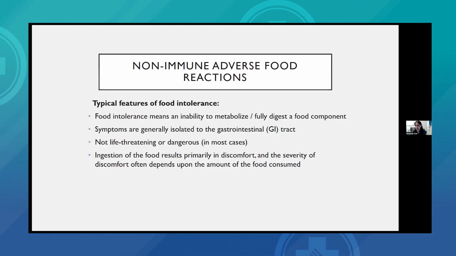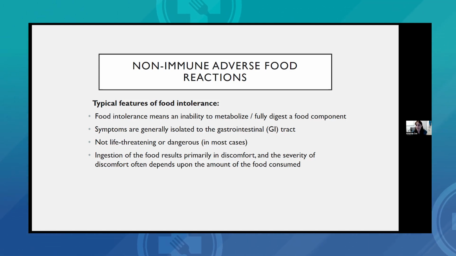So a non-immune adverse food reaction has typical features. A food intolerance is one of the ways we describe this. Food intolerance is an inability to metabolize or fully digest a component of food. The symptoms are generally isolated to the gastrointestinal tract. Most of these food intolerances are not life-threatening or dangerous. Again, there are some exceptions, which I will mention.